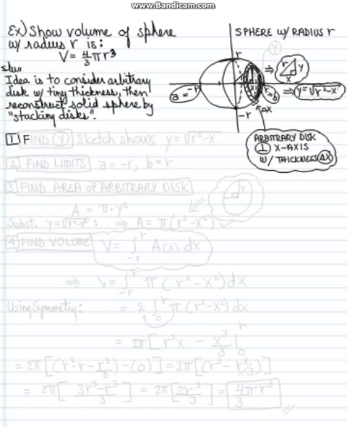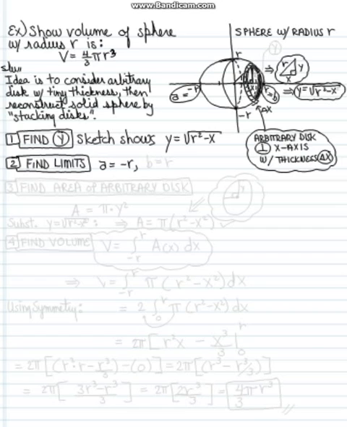So step one, we're going to find an expression for y. Well, the sketch, as we described earlier, shows that y would be part of the equation for a circle. So y equals the square root of r squared minus x squared. We're only interested in the positive square root here because we're going to acquire this by spinning around the axis. And the limits: a equals the lower limit, negative r, and b equals the upper limit, r.